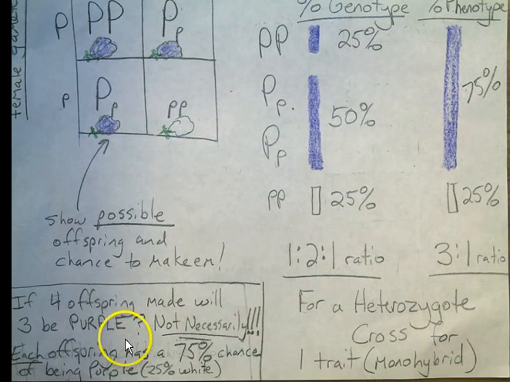So, what are the chances of making each type of offspring? If four offspring will be made, then will three be purple? Not necessarily. Remember that each offspring has a 75% chance of being purple and a 25% chance of being white. So, even if we had three seeds in a row that were purple, that doesn't guarantee the next seed will be white. It's a 75% chance of making purple seeds every time you produce seeds.